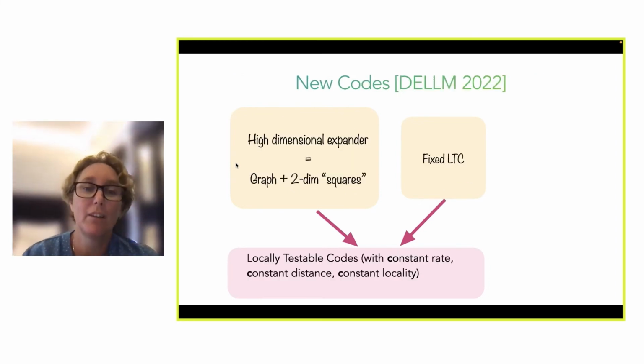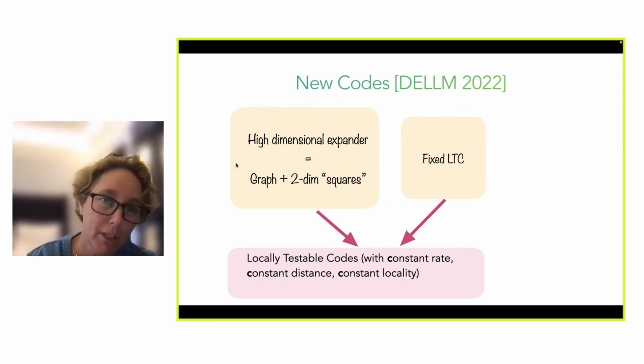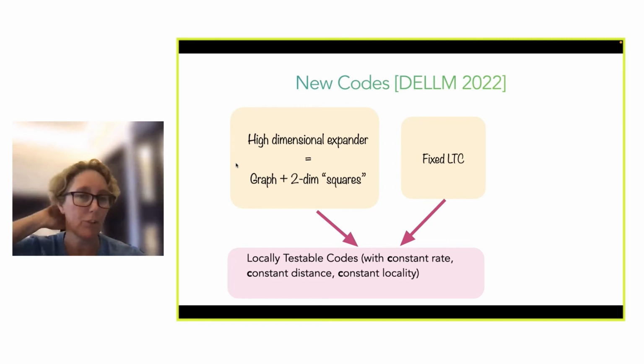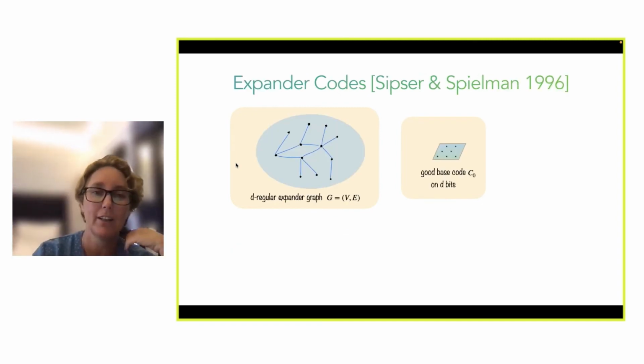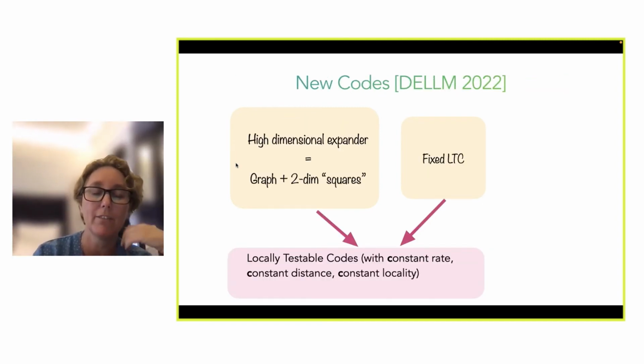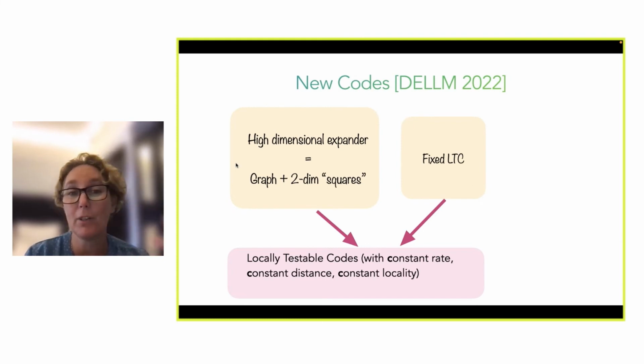What is the new construction? We imitate the Sipser-Spielman construction, but we raise everything one dimension above. So instead of an expander, we have a high-dimensional expander. So it's not just an expander graph, it's now an expander graph that also has a second dimension.